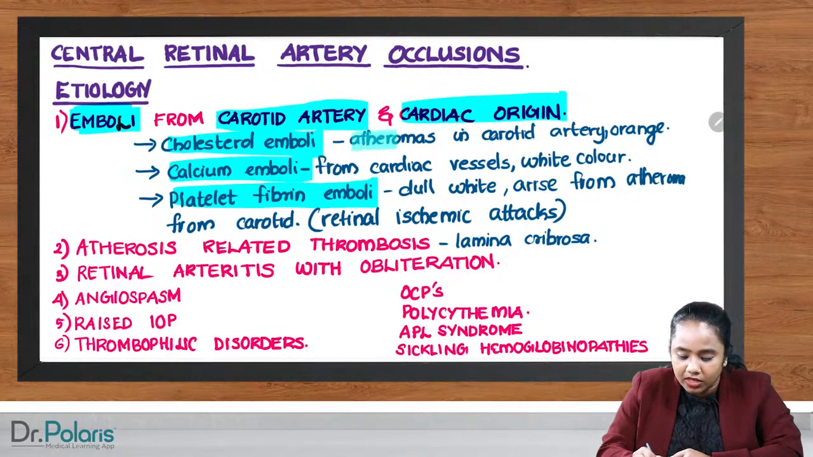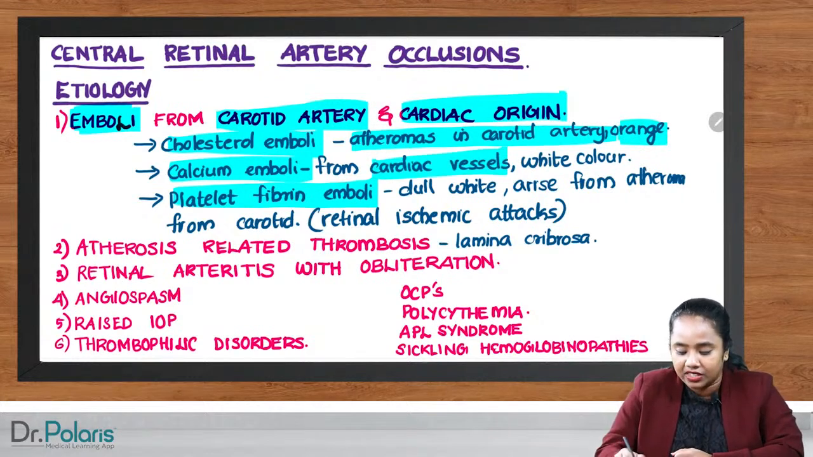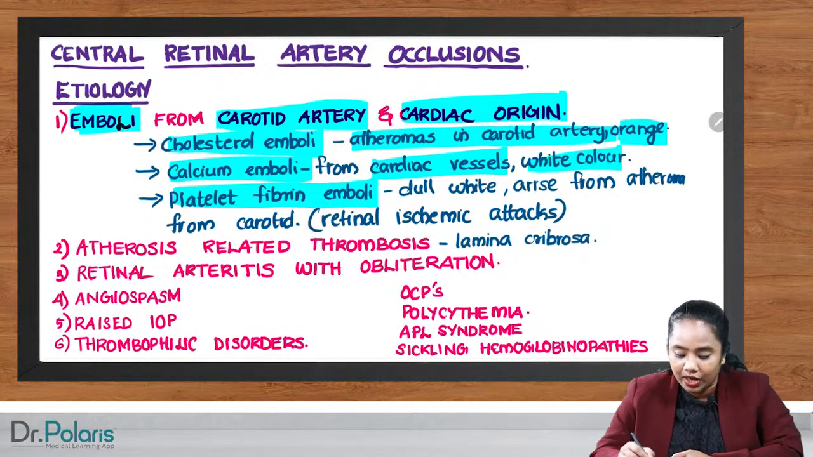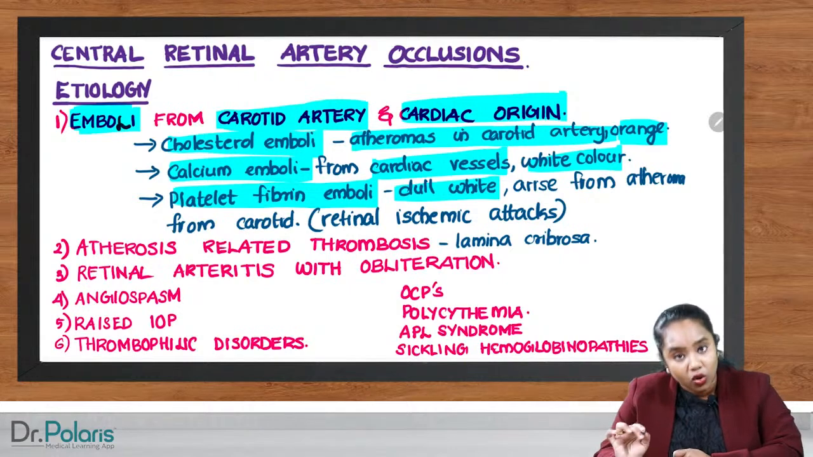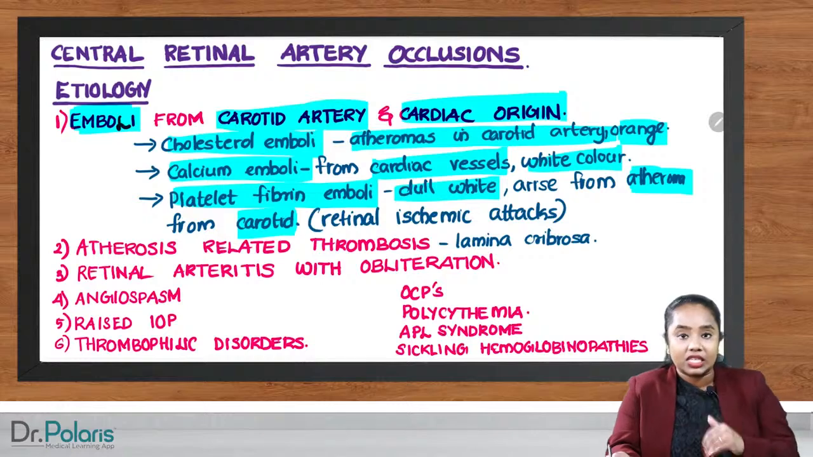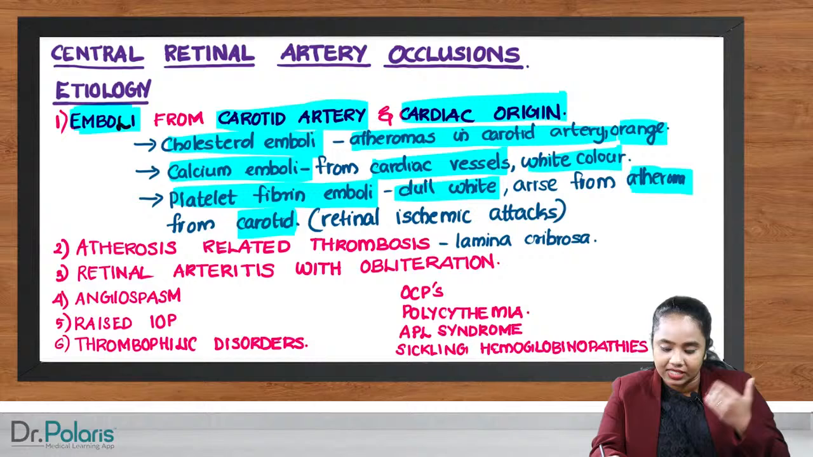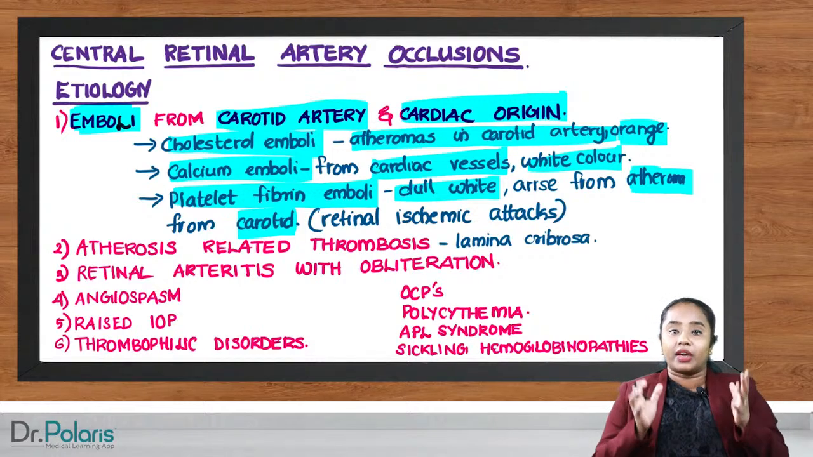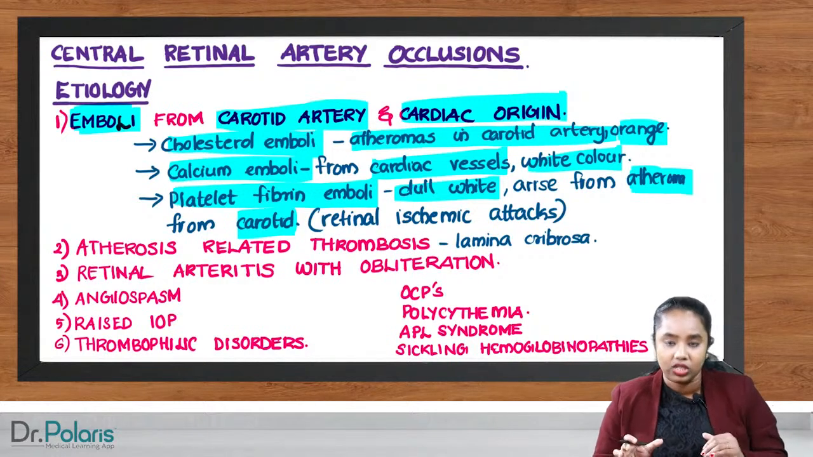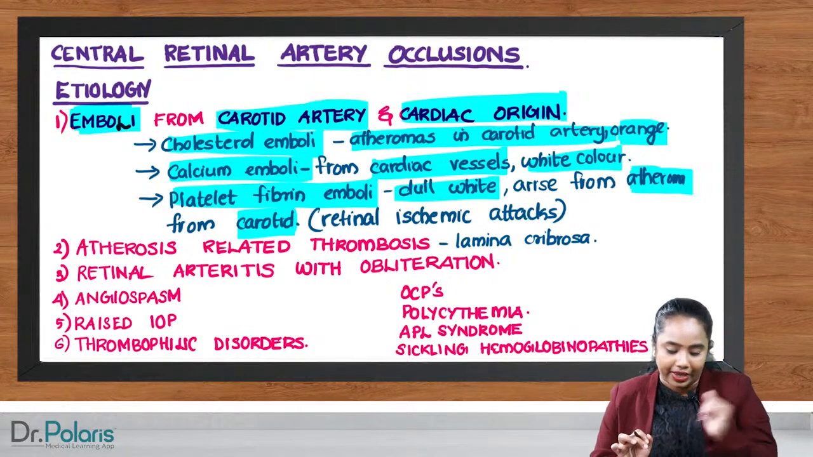So, atheromas in the carotid artery is one reason, and it's usually orange in color. Now, calcium emboli is usually from a cardiac vessel and it usually is white in color. Now, platelet fibrin emboli, usually a dull white color, it is also going to arise from an atheroma only, but from the carotid. And this is responsible for retinal ischemic attacks. There can be retinal ischemic attacks in these patients. So, emboli from a carotid artery or a cardiac origin, cholesterol emboli can be there, calcium emboli can be there, platelet fibrin emboli can be there.